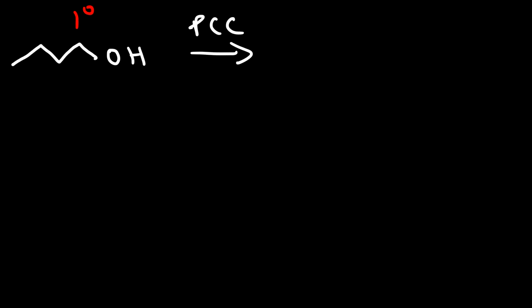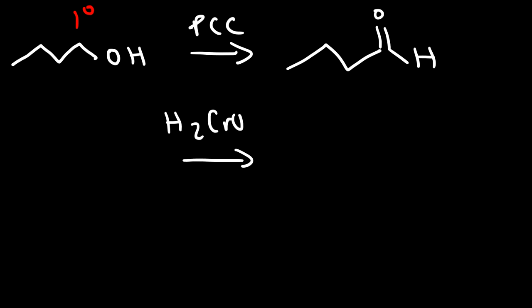Now let's briefly review oxidation reactions. What's going to happen if we mix a primary alcohol with PCC? PCC will oxidize a primary alcohol to an aldehyde. It's a mild oxidizing agent. But if you were to use a strong oxidizing agent, like chromic acid, with a primary alcohol, it will oxidize it to a carboxylic acid.